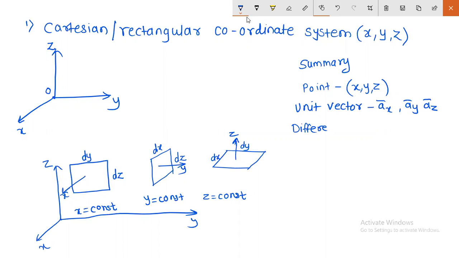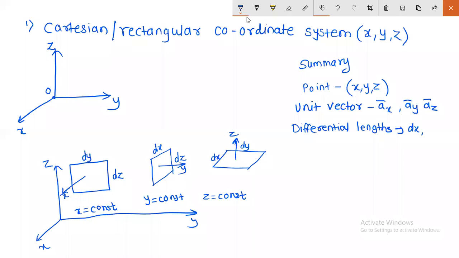If we are going in the x direction, if there is a small change in length in the x direction, that is denoted by dx. Similarly, what is the differential length in the y direction?